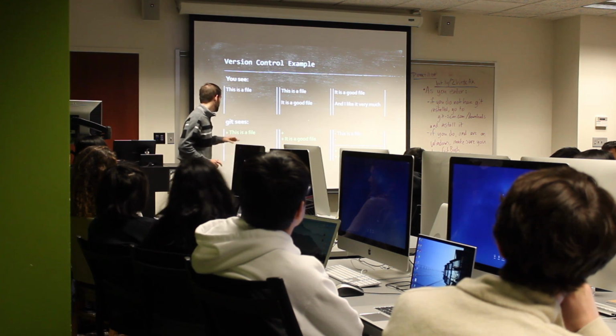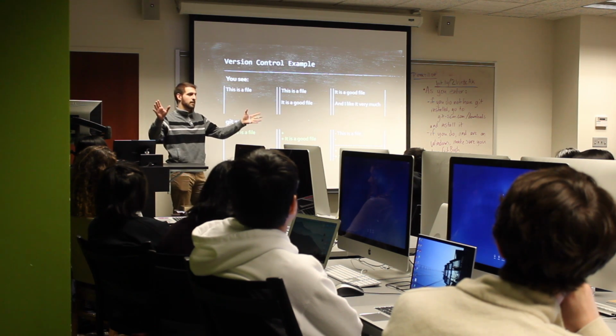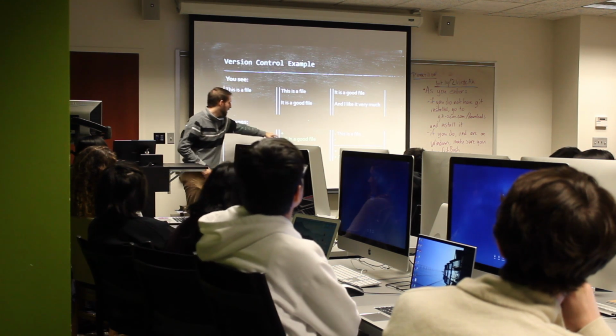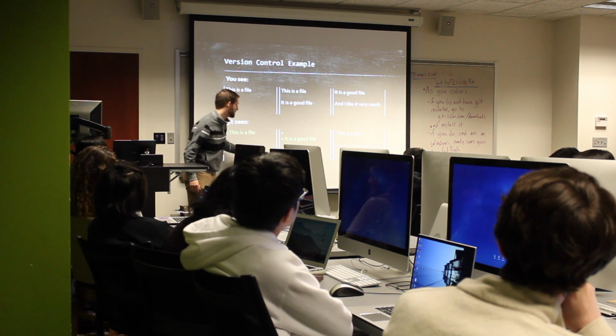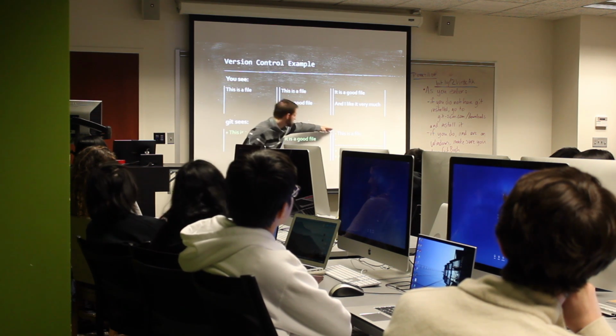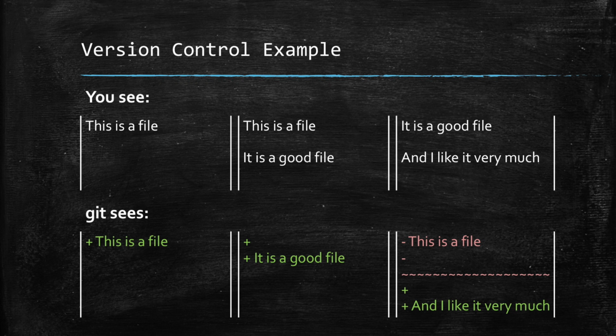Git sees you're adding "this is a file" to nothing. And then you're just adding a new line, "it is a good file." There's no need to store the second copy. Git's just like, hey, let's just add this little piece here. And then later on, you just deleted these first two lines and then you added these last two lines. That is how Git thinks of things.